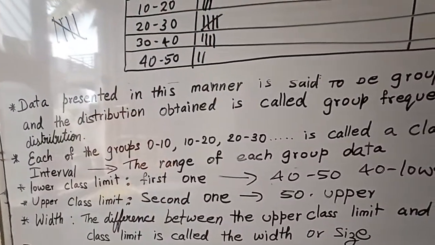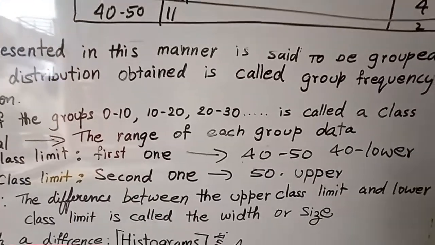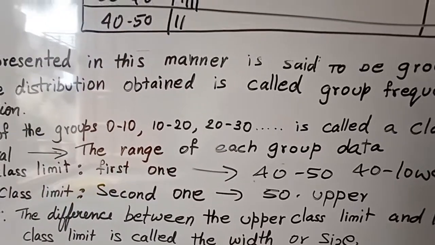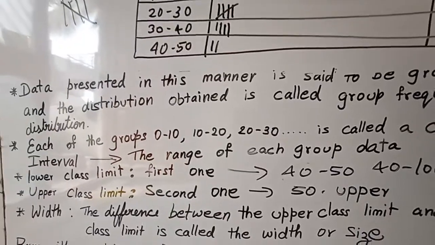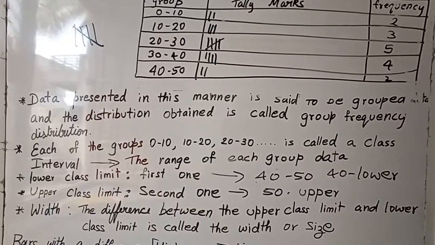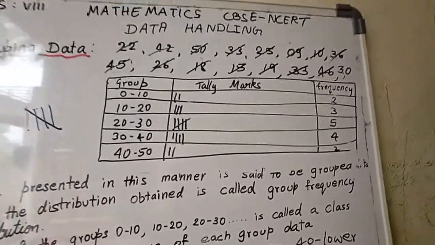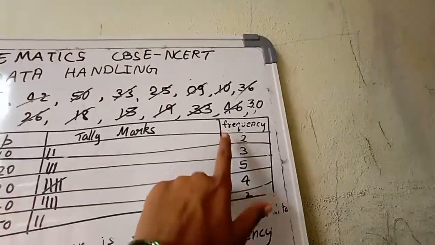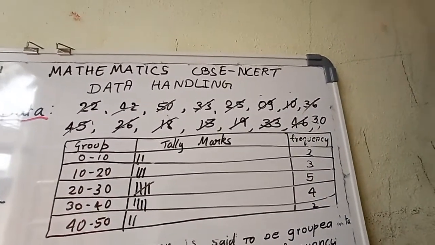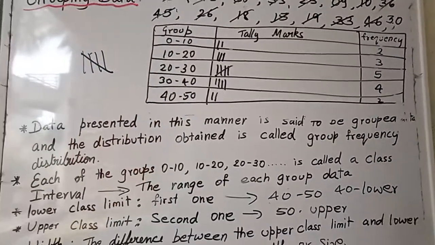Then we can learn one more thing here, width. Width means the difference between the upper class limit and the lower class limit. We call it width or size. Hope you understood how to form grouped data. Here we get clear-cut information. By seeing this data you will understand which is repeated the highest number of times, that is 20 to 30. In that way we get the information easily.